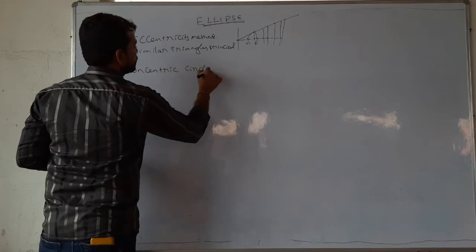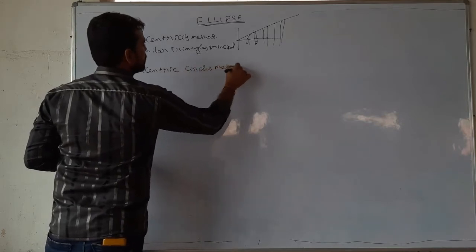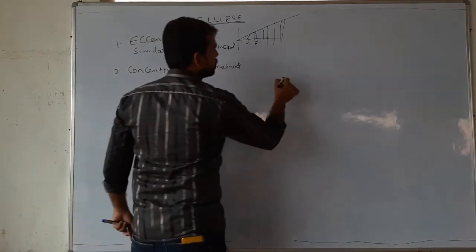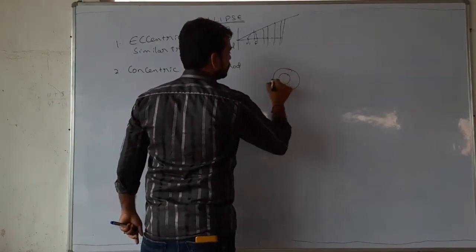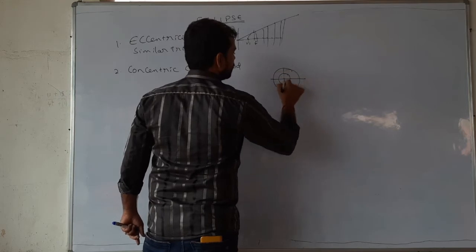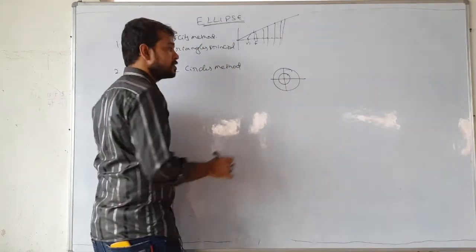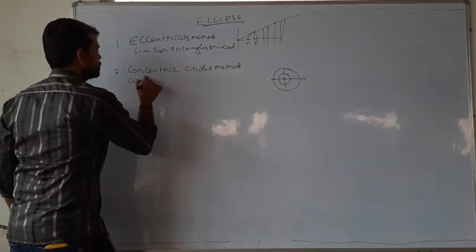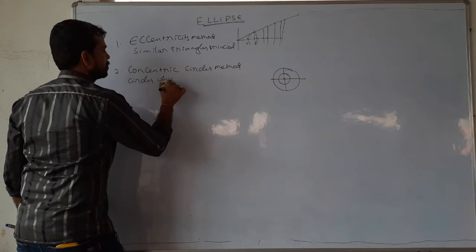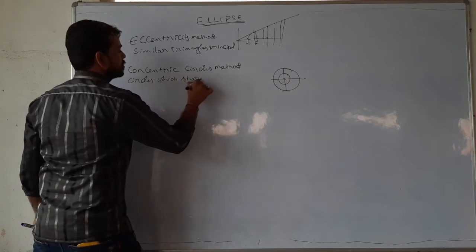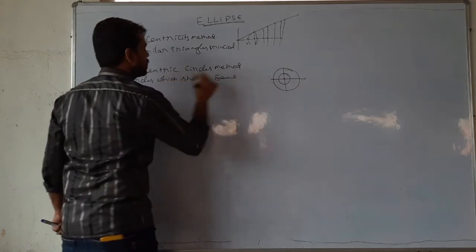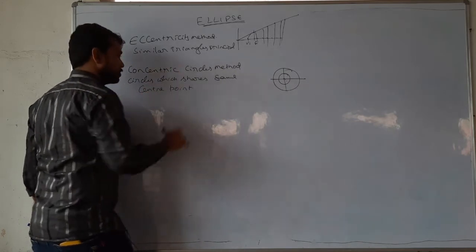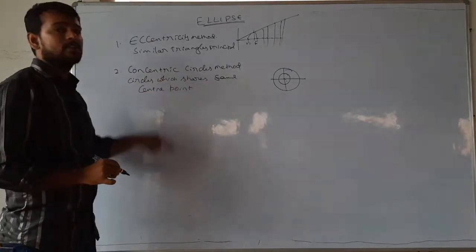Concentric circles method. In the concentric circles method, usually there will be two circles which share the same center point or the same origin. Those are called concentric circles.